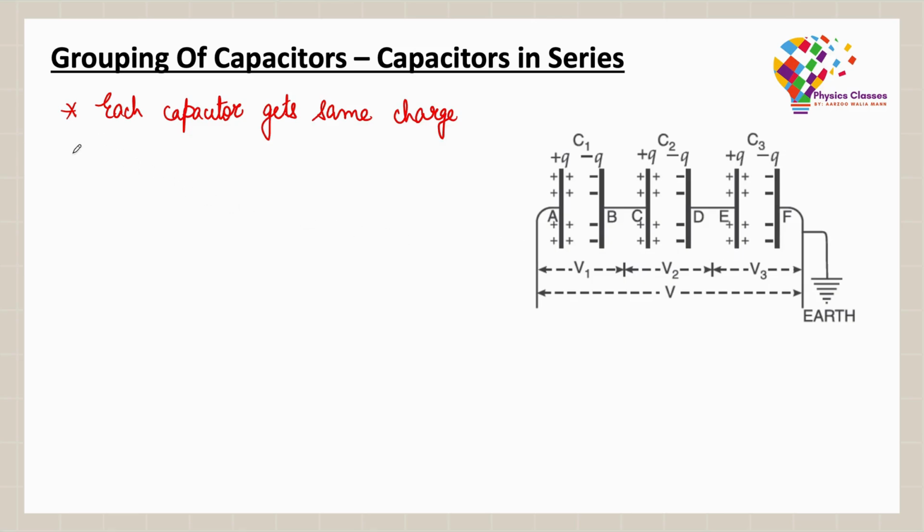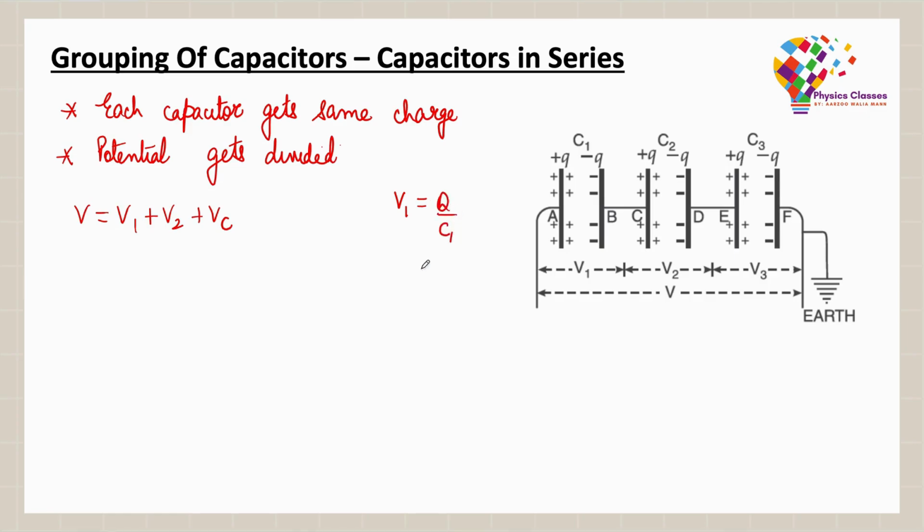Also, in a series circuit, the potential difference gets divided. So my potential V has got divided into V1 plus V2 plus V3. Now over here, since they all have the same charge, I can say that V1 would be Q by C1, V2 would be equal to Q by C2, and V3 would be equal to Q by C3. This is from the basic definition of capacitance, that Q is equal to CV.